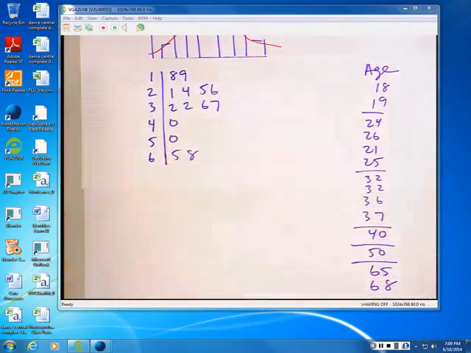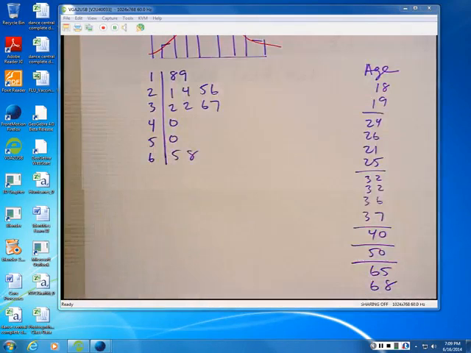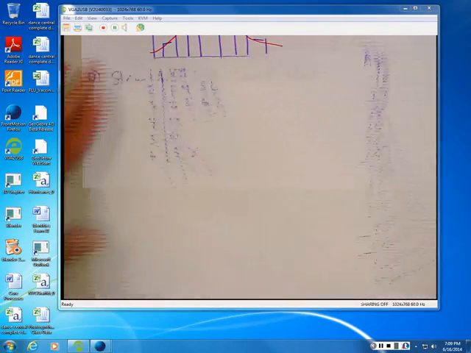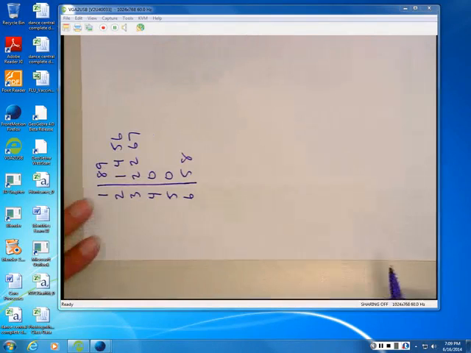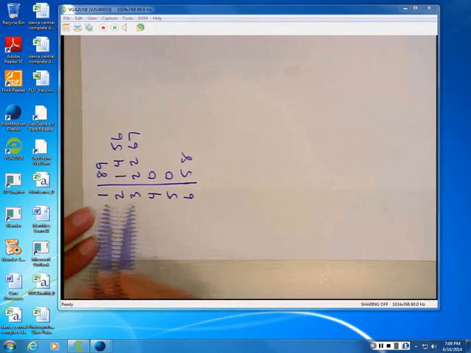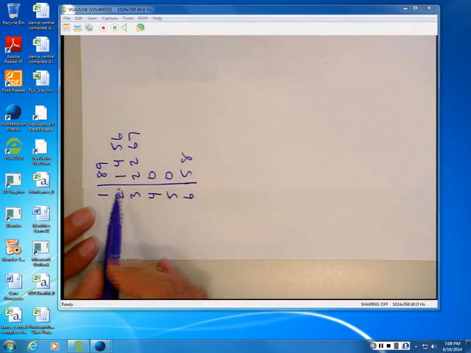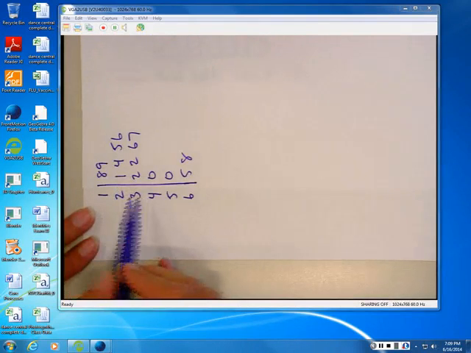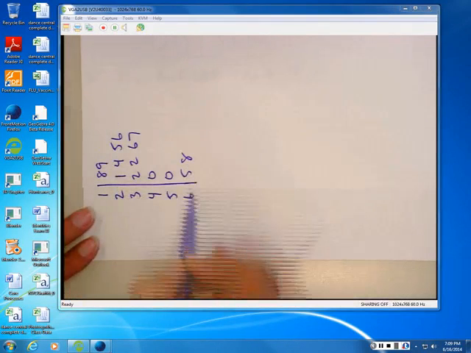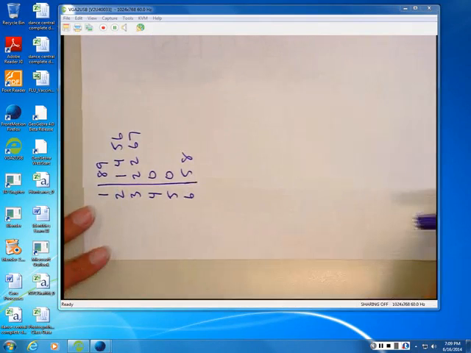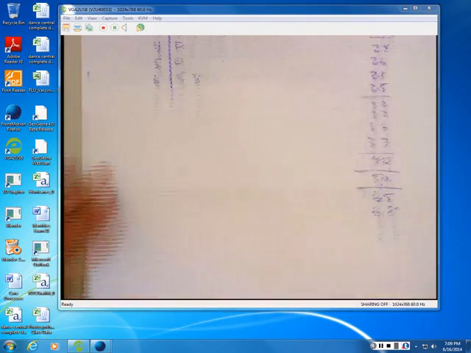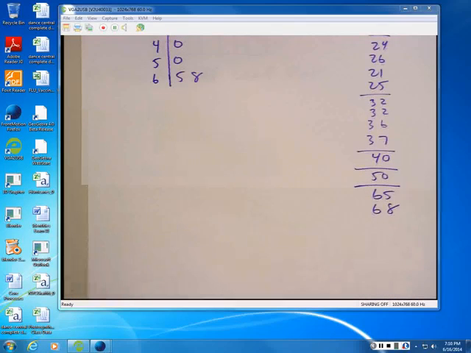This is all you do for the stem and leaf plot, but you can see that it's sort of a histogram on its side. I can quickly see that I've got the majority of these participants between their 20s and 30s, and I do have a significant number of participants in their 60s. So that's the stem and leaf plot.